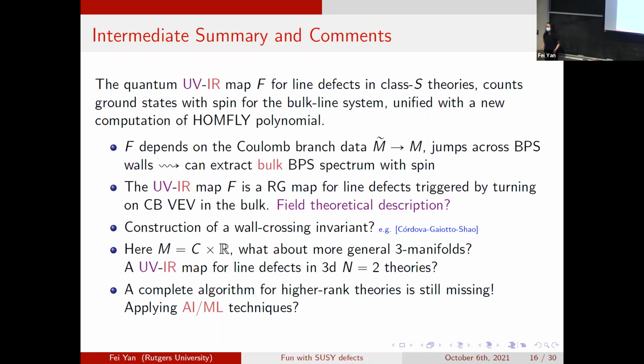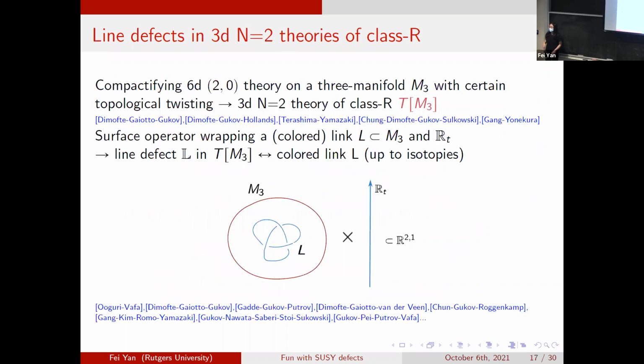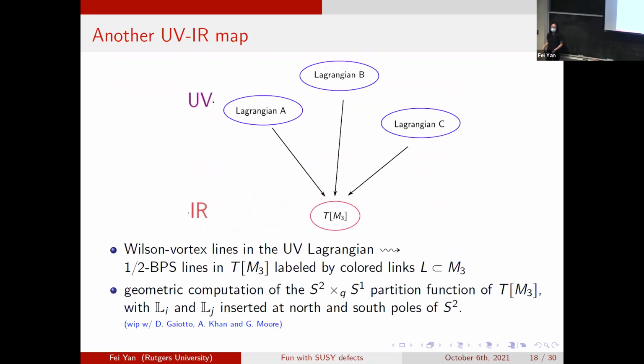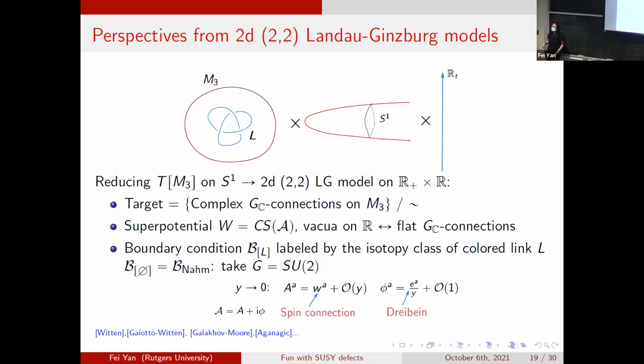And okay, so that completes the story about line defects in class S. I think I'll just skip the line defects in class R for now, and if you're interested, I can tell you more about it. So it's more along the same line where you use some geometrical topological data to compute some observables for line defects. Except now you're thinking about line defects in a 3D theory with 4 supercharges. And there is also a related perspective from the 2D Landau-Ginzburg models.